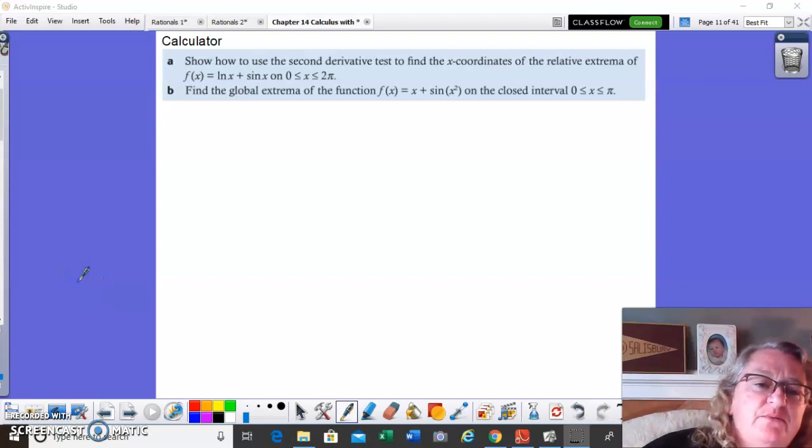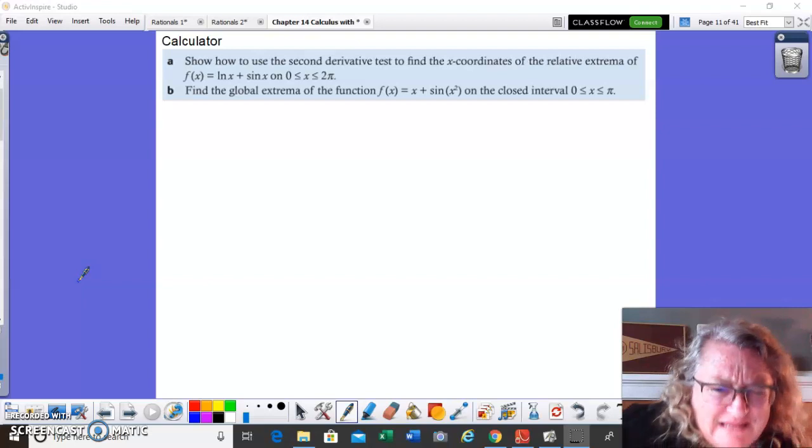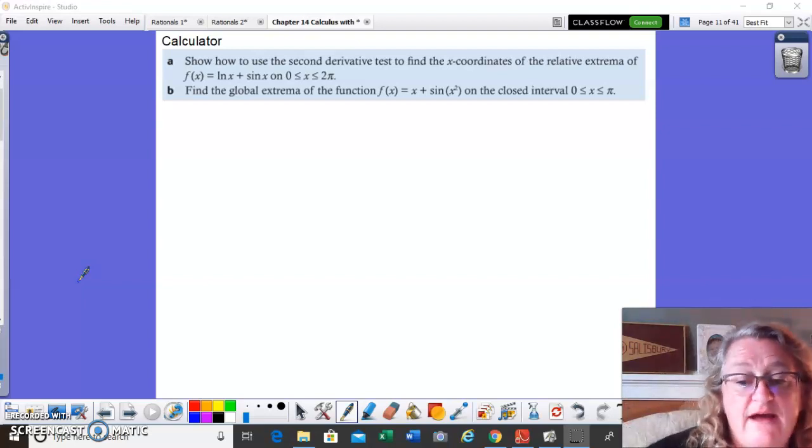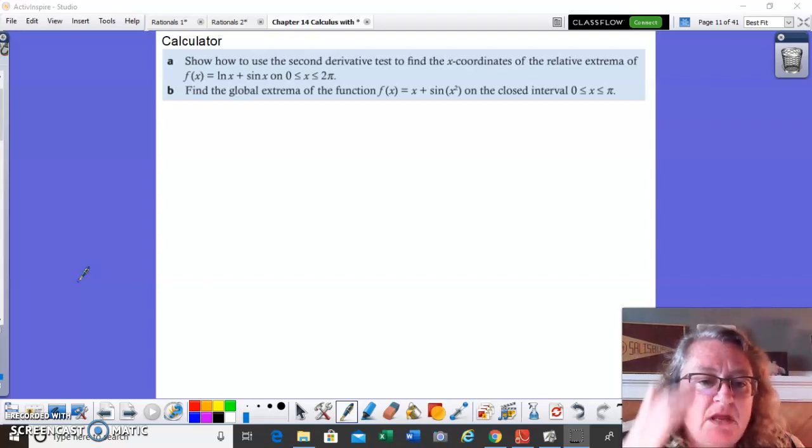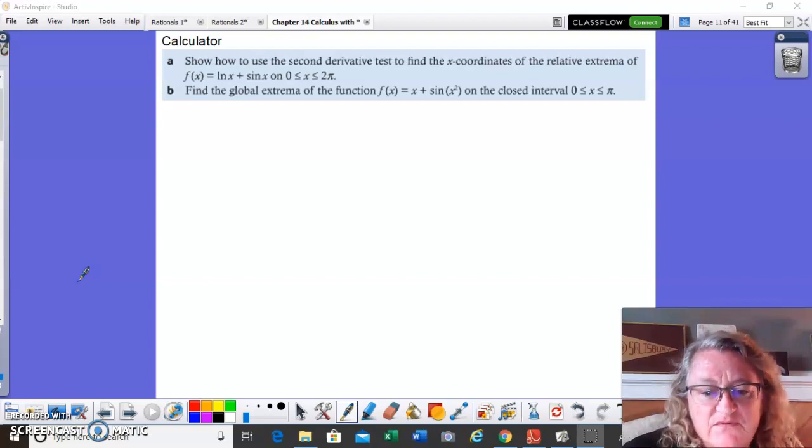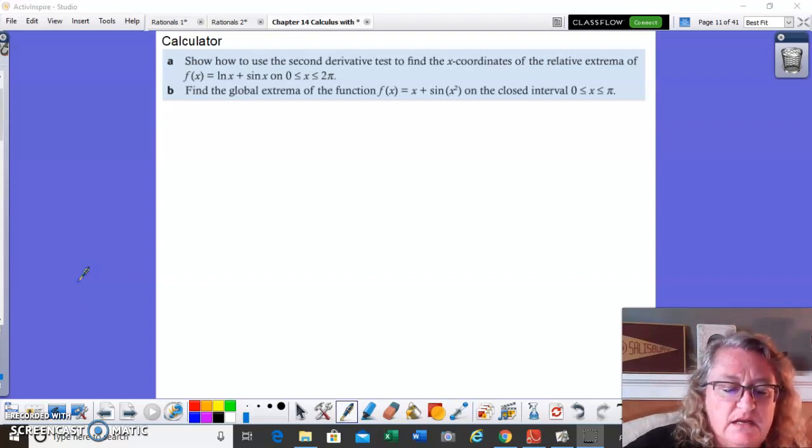In this problem, we're going to be using a calculator. Mainly, we're going to be using a calculator to graph and come up with some x-intercepts. So part A is forcing us into using the second derivative test. I don't use the second derivative test usually. I can get it done without having to do that. But this one's forcing us into doing it.